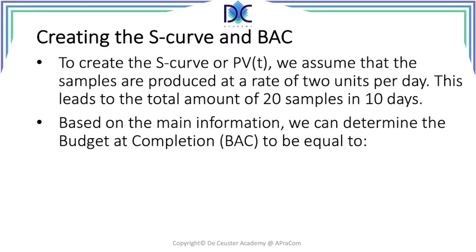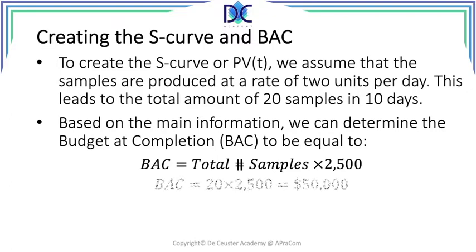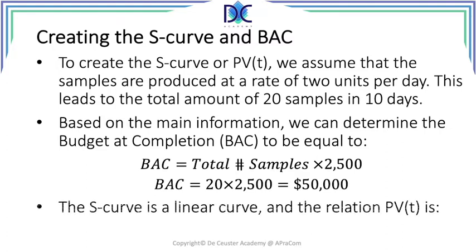Based on the main information, we can determine the budget at completion, which is equal to the total number of samples multiplied with their estimated cost of $2,500, and we find that the budget at completion is equal to $50,000. The next thing to do is to find the relation of the S-curve. And the S-curve is a straight line, and the relation of the planned value and the time is given by PV is equal to 5,000 times T.